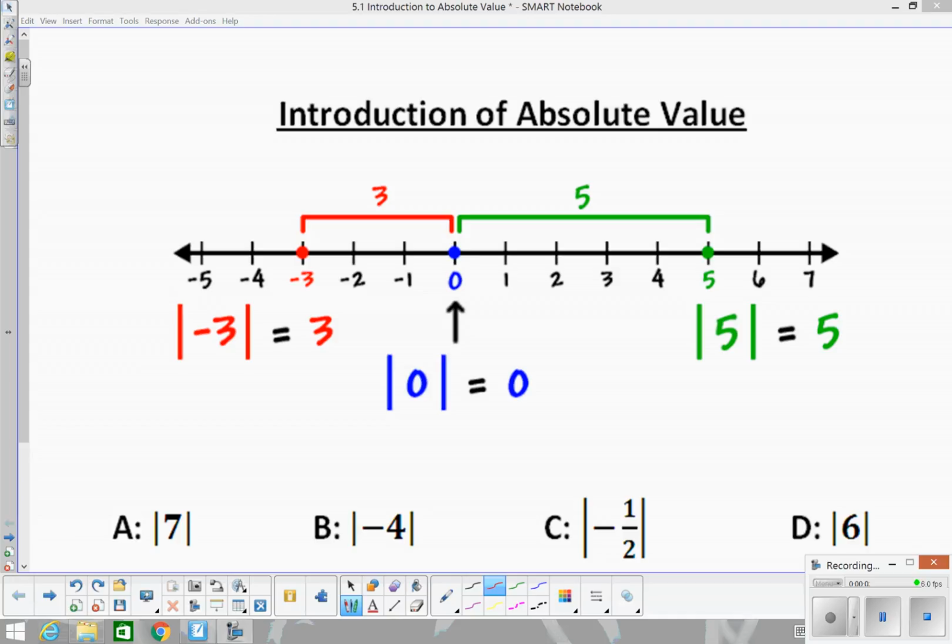Welcome back. Today we're going to be introducing absolute value functions. Okay, so absolute value is talking about distance.